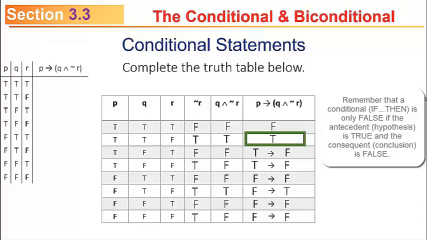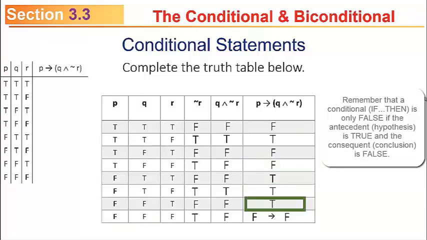So it's true here. There's a true implies false, so that's false. There's another true implies false, so that's false. The next four are not true implies false, so they are true. So as you scan down the list, you're looking for true implies false. That particular thing is false. The rest of them are true. And voila, you have the truth table completed.